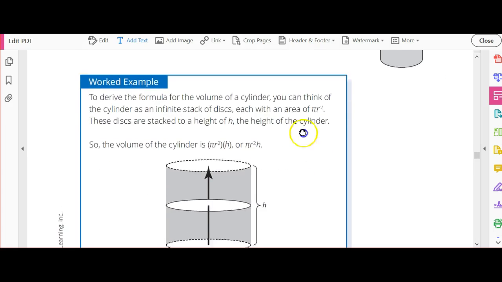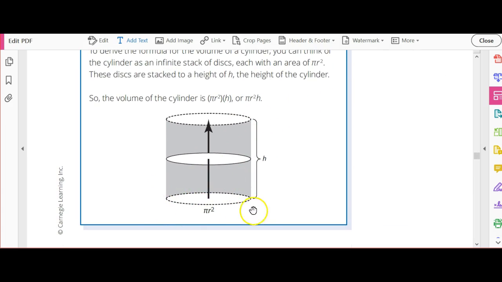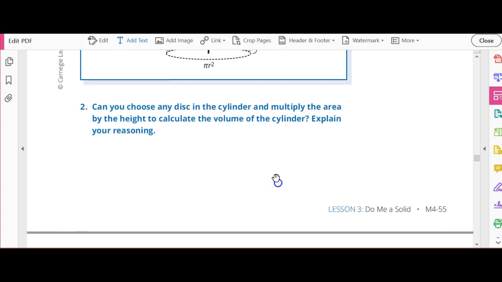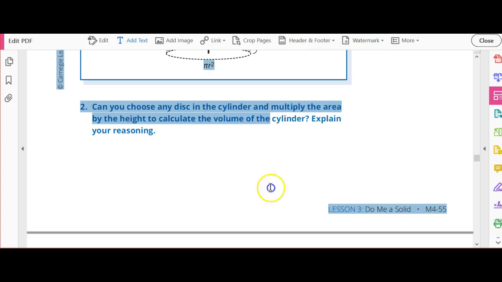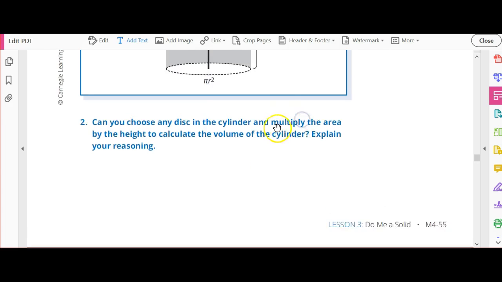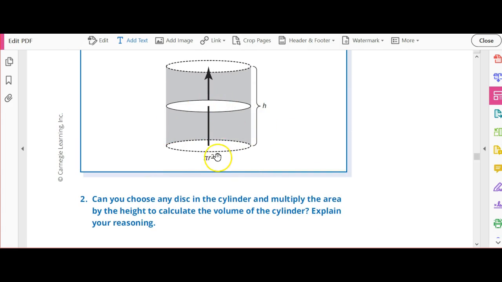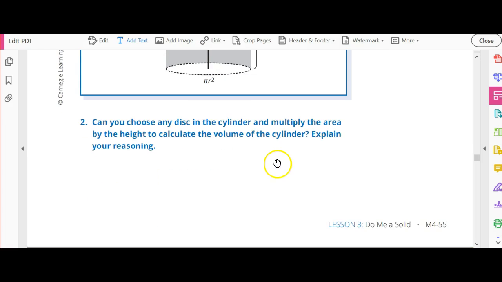We'll get into Cavalieri in a minute, but this is basically Cavalieri's principle here. This idea that if we measure the area of every cross section of a three-dimensional solid, and we add all those together, we can multiply it by the height, that will give us the volume, right? So that's one of the things. It says, can you choose any disk in a cylinder and multiply the area by the height to calculate the volume of the cylinder? So yeah, as long as, thinking about these disks, they've been stacked, right? They've been stacked. So as long as every disk is congruent to the last, then yeah, the area doesn't matter. We can use this area, that area, or any other disk that we should pick, right?